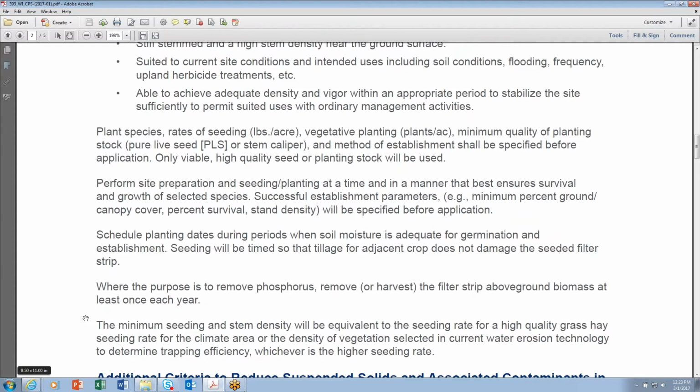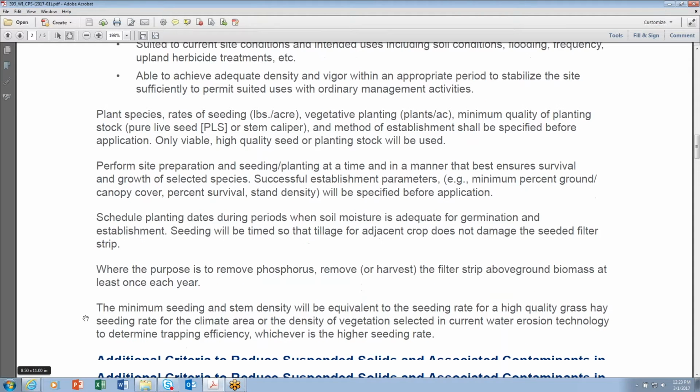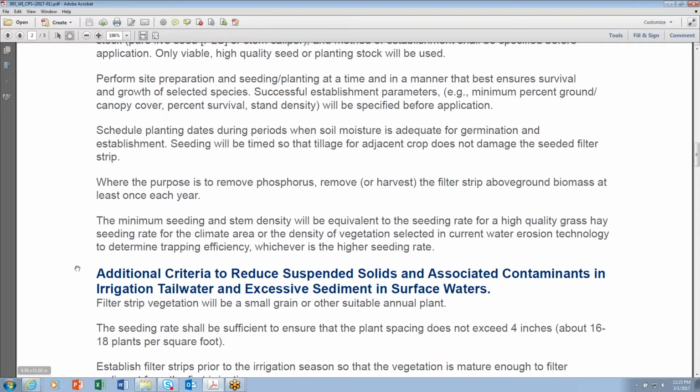If we are removing phosphorus, again, harvesting is a really positive thing to be doing. So we want to remove that biomass from the site, not just clip and leave. We want to actually get it off site, and that's our goal. So that's really important if we can do that, and if the programs allow us to do that.